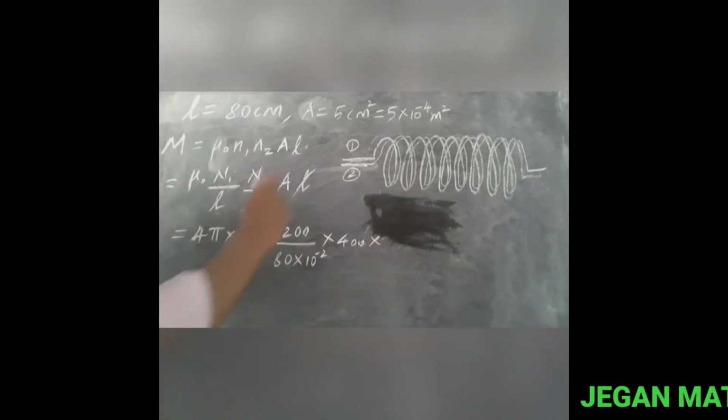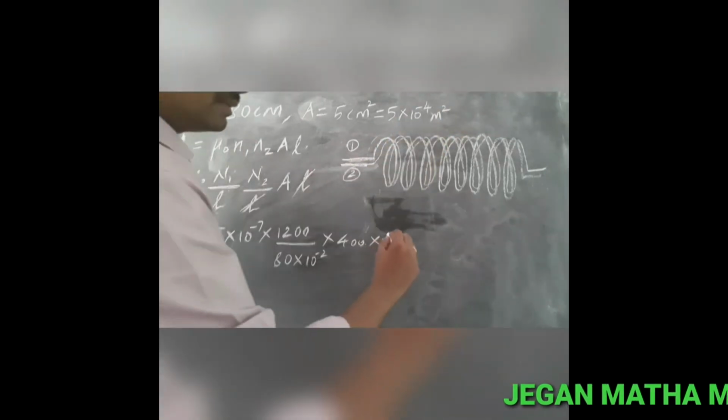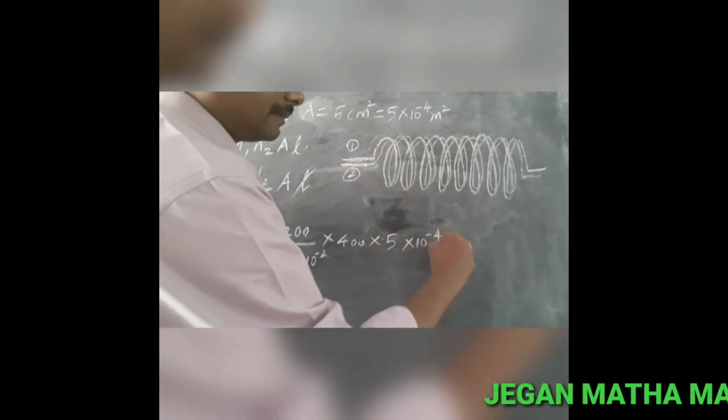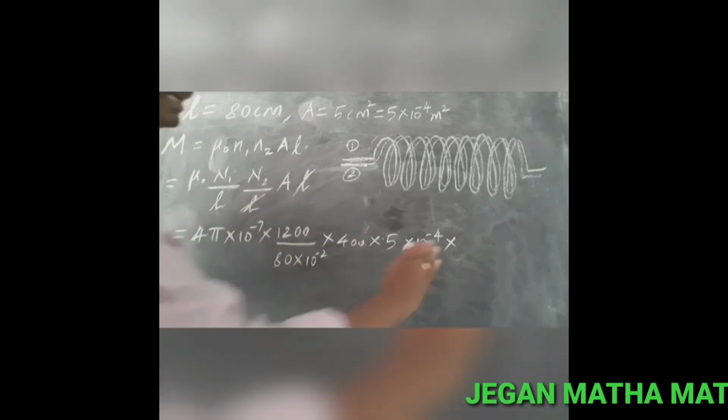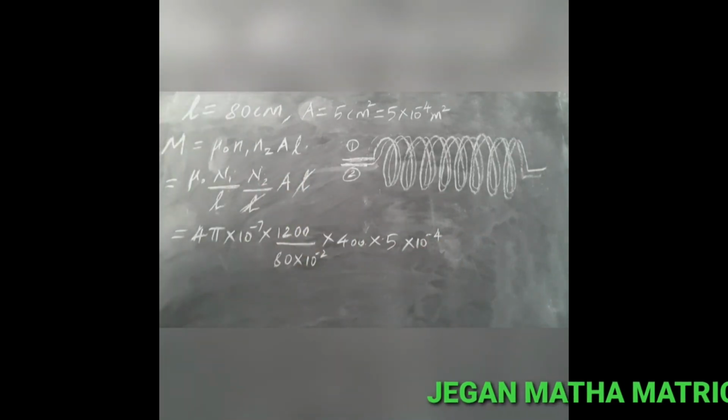Next we have to substitute the value of the area of the cross section of the solenoid. Both have the same area, 5 centimeter square. That has to be converted to SI unit. So I convert that as 5 into 10 to the power of minus 4 meter square. Length is cancelled already. So manually you can calculate this one.